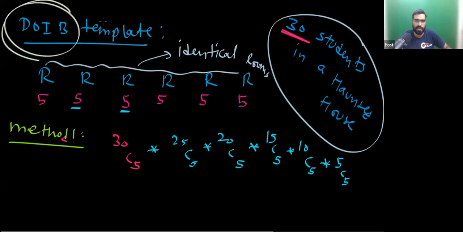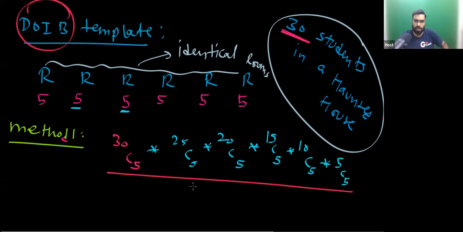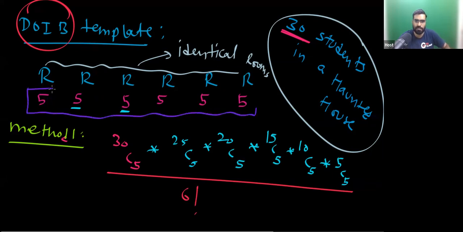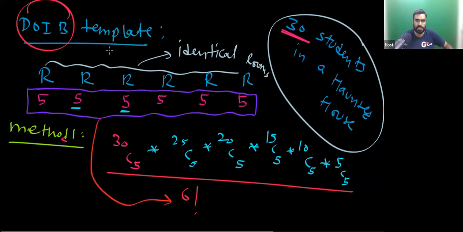In the DOIB template, remember the DOIB template. Is this the correct answer? No, we have to divide by 6 factorial. Is this point clear? We have to divide by 6 factorial. Because you have total, these are same. These are 5, 5, 5, 5. So because of these, we have to divide by 6 factorial.